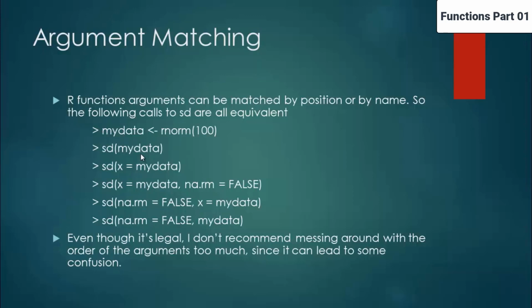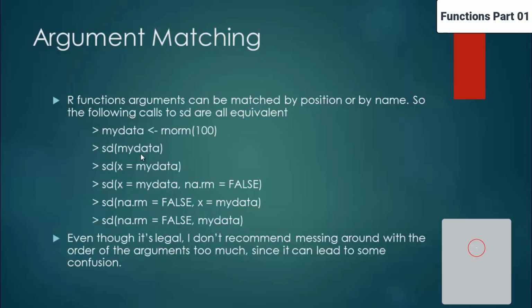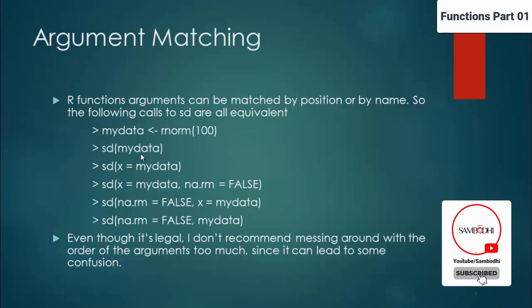sd of x equal to my data, you can also assign, or you can pass directly as sd of my data. And the next is sd of x equal to my data, wherein you are assigning a name to my data, and sd of x equal to my data, comma, na.rm equal to FALSE. The same way you can send it vice versa, sd of na.rm equal to FALSE, x equal to my data. Again the same way you can pass without assigning, sd of na.rm equal to FALSE, comma, my data.